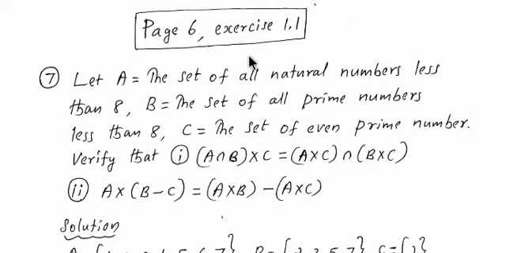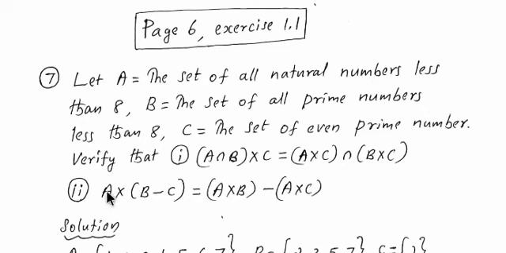Page number 6, exercise 1-1. Question number 7. Let A be the set of all natural numbers less than 8, B the set of all prime numbers less than 8, and C the set of even prime numbers. Verify that first, A ∩ (B × C) = (A × C) ∩ (B × C).